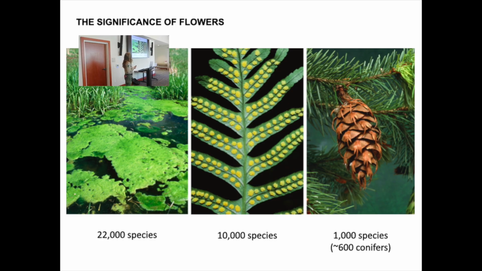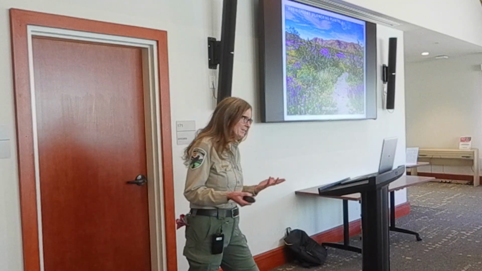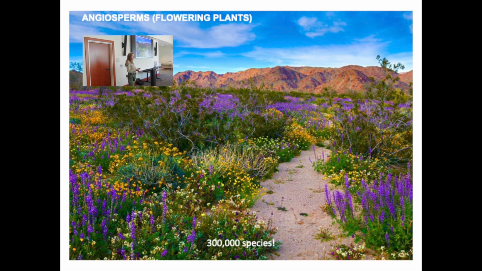So if we look at the numbers, the algae, there are about, currently in the world, about 22,000 species. The spore-bearing plants like ferns and mosses and stuff, about 10,000 species. And then the gymnosperms, there are only about 1,000 species. And of those, only about 600 are conifers. So in the entire world, there are only about 600 conifers. And flowering plants, there are at least 300,000 species of flowering plants. So this is really kind of astounding. You think about the evolution of flowering plants, and the plant world really took off.